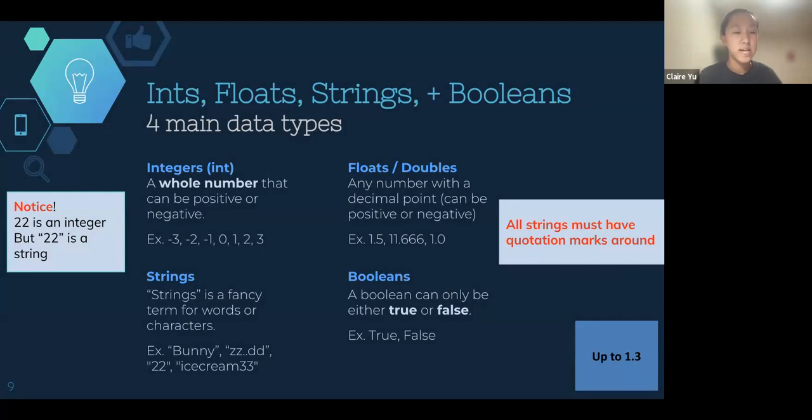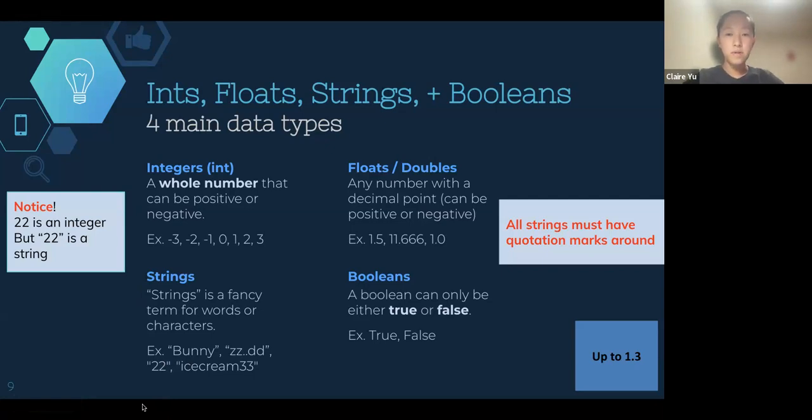We're going to learn about strings. Strings is just a fancy word for words or characters. So, for example, anything with quotation marks around it is considered a string. So I can have an animal in it, a name inside of it, or maybe a number plus a word. Anything with quotation marks is considered a string.